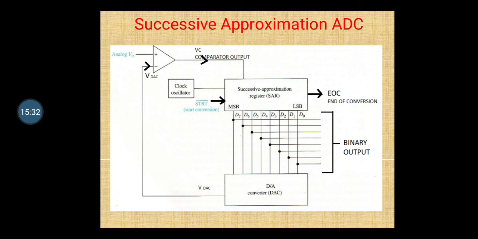That 0 volts is given to the comparator, and the analog voltage is applied to the positive terminal of the comparator. The comparator will compare the 0 volts and the analog voltage Vin. As long as Vin is greater than VDAC, the comparator output is logic 1, a positive voltage. If the positive voltage is there, then the clock is applied to the successive approximation register, and the MSB bit, that is D7, will be set. If it is greater, it will set, and the rest, D6, D5, D4, D3, D2, D1, D0, will be 0.